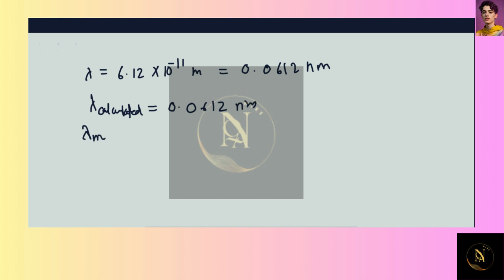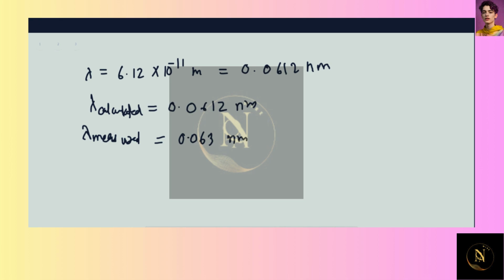So basically this goes to 6.12 times 10 to the power minus 11 meters, or 0.0612 nanometers. So this is lambda calculated, 0.0612 nanometers, and lambda measured is 0.063 nanometers.